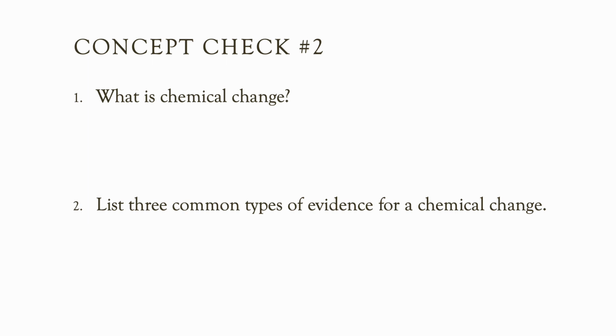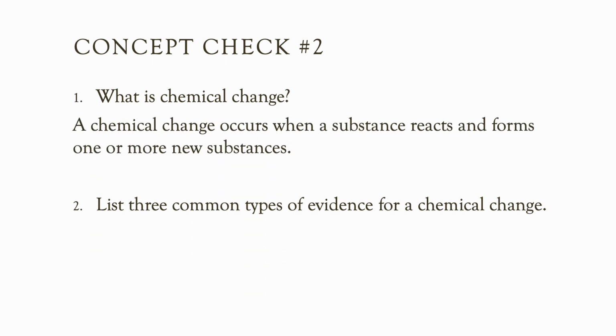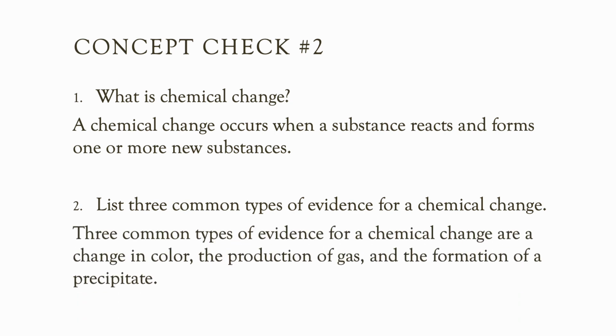Question 1. What is a chemical change? A chemical change occurs when a substance reacts and forms one or more new substances. Question 2. List 3 common types of evidence for a chemical change. The 3 common types of evidence for a chemical change are changing color, the production of gas, and the formation of a precipitate.